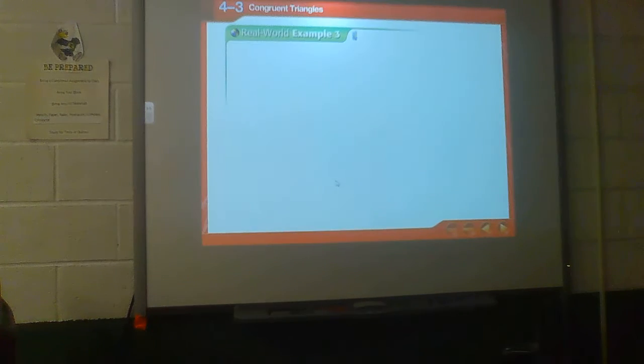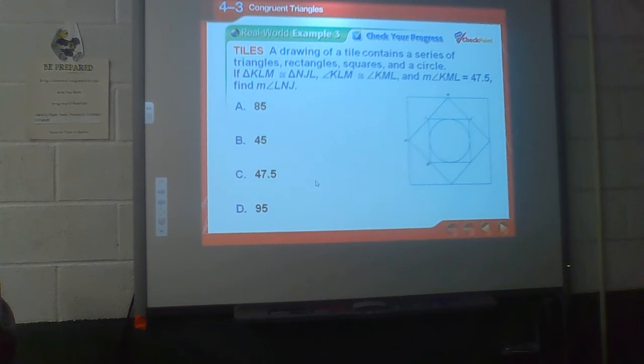Same thing happens here, right? A drawing of a tile contains a series of triangles, rectangles, squares, and a circle. Okay, so automatically, if they tell me it's a square, what's true about it? All the sides are equal, right? So we're assuming that this is a square and the outside part is a square. Okay? So, triangle KLM, can you see where that is? That's this little triangle right here, is congruent to NJL, which is up here.